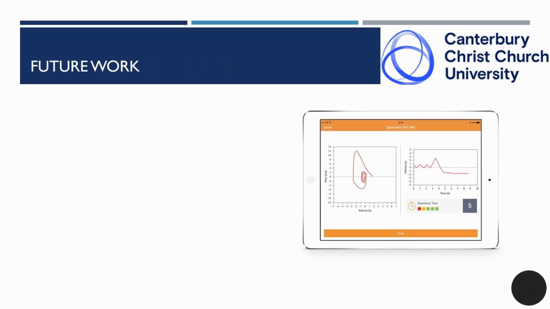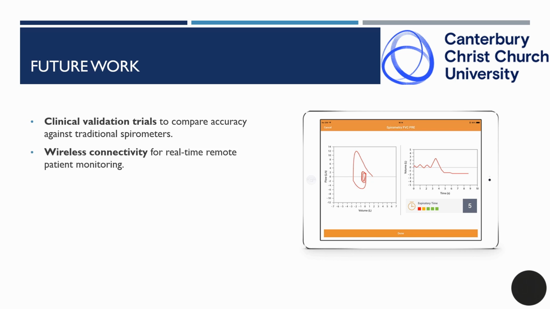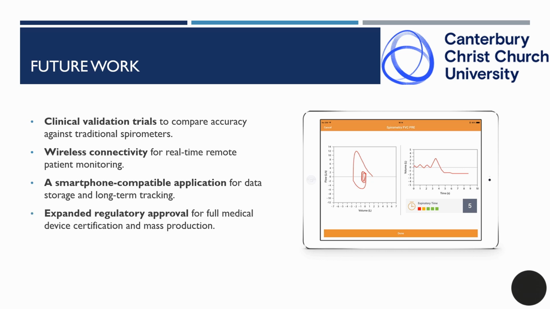This prototype meets its primary objectives. Further improvements are planned, including clinical validation trials to compare accuracy against traditional spirometry, wireless connectivity for real-time remote patient monitoring, a smartphone compatible application for data storage and long-term tracking, and expanded regulatory approval for full medical device certification and mass production. By implementing these advancements, our spirometer could revolutionise home-based lung function monitoring, particularly for patients with chronic respiratory conditions.